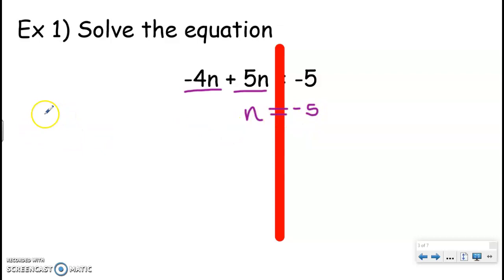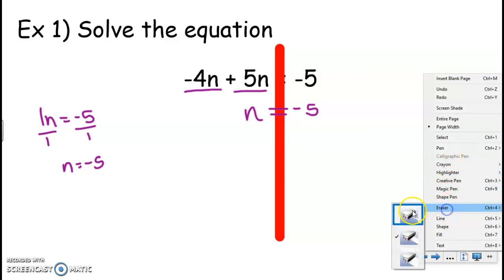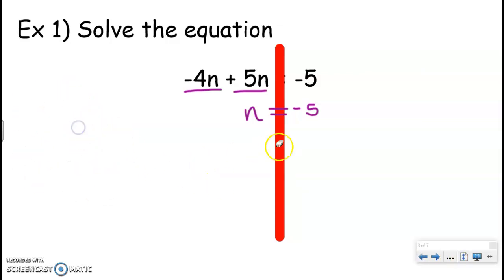What I tend to see students do is they actually write the 1n, which is fine. Don't go ahead and divide by 1 because it takes extra time to get the same answer. Okay, so you need to know that 1n is the same as n. It won't work you wrong if you write it there. Just make sure you understand that they're the same.